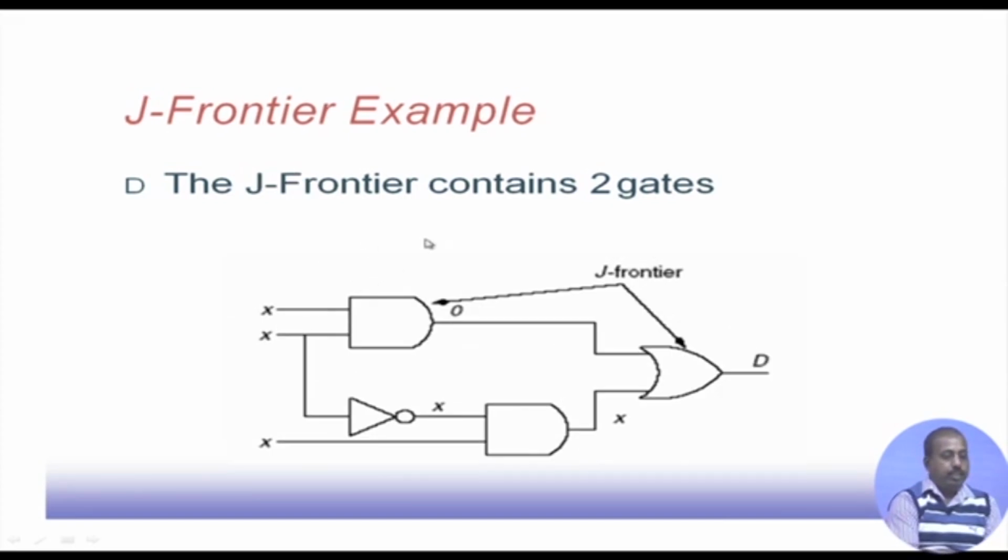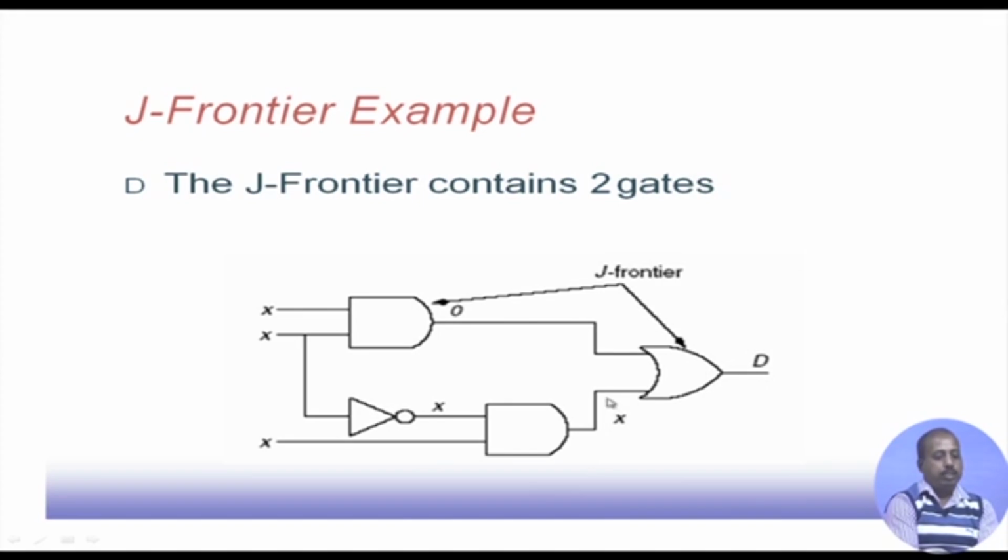On the other hand, this is a J frontier. For the J frontier, the output is specified, it is 0, 1 or D, but at least one input is not specified. For this particular gate none of the inputs are specified, and for this gate one input is specified but the other one is not. So, these two gates form the J frontier. For the J frontier we need to justify; if we are trying to justify this 0, then we have to see how these X inputs can be set so that we can get a 0 here. Similarly, this line has to be set to D, this output has to be set to D.